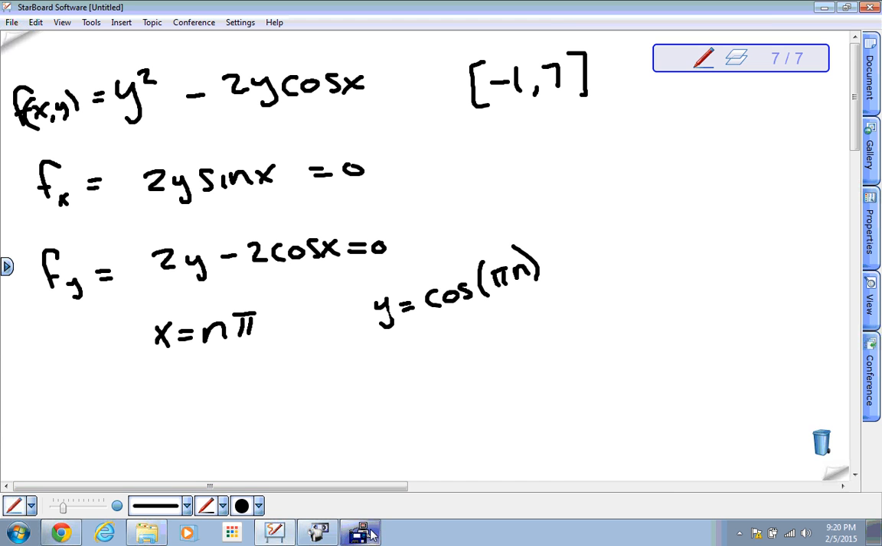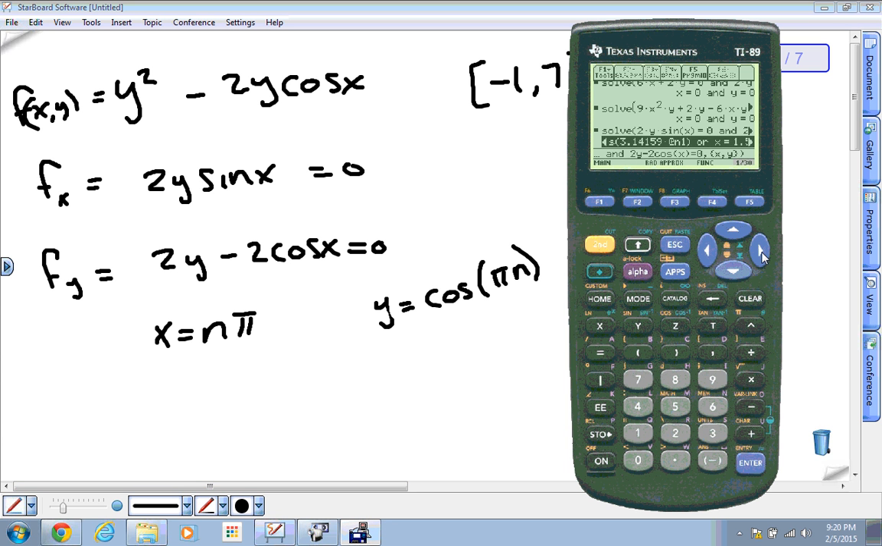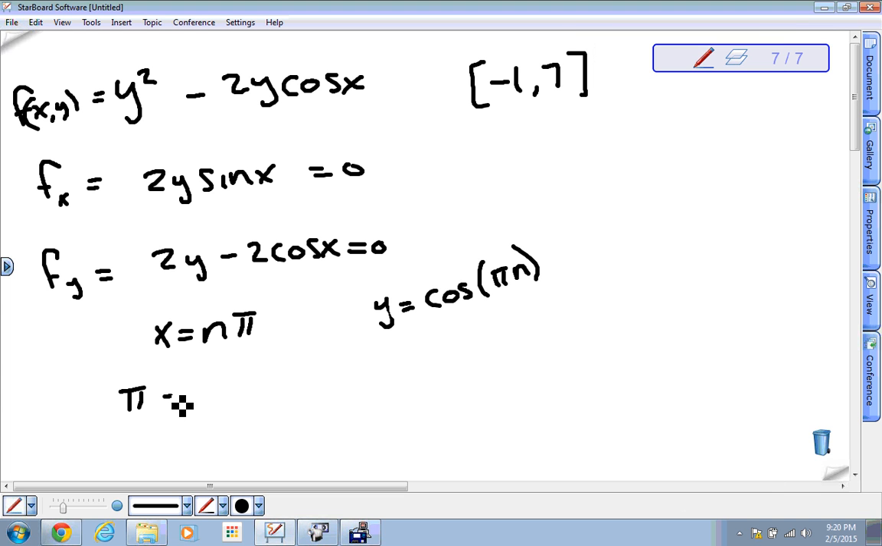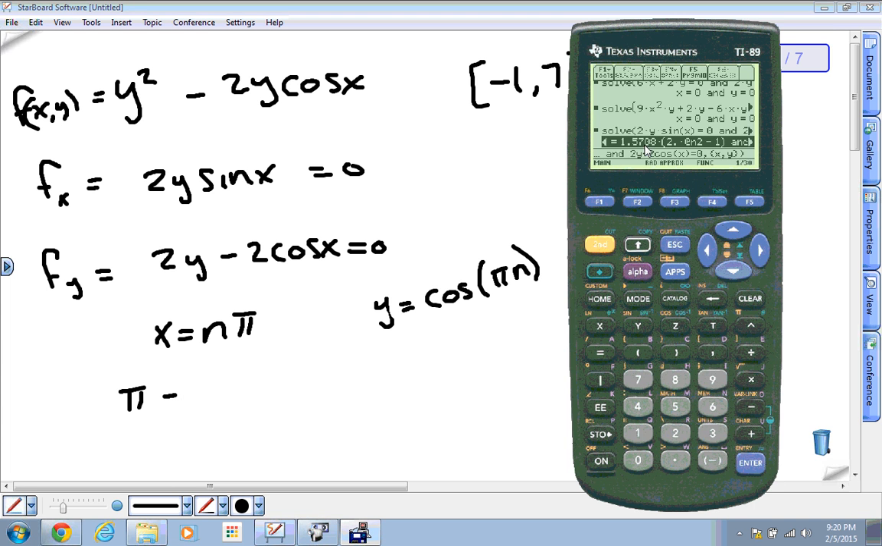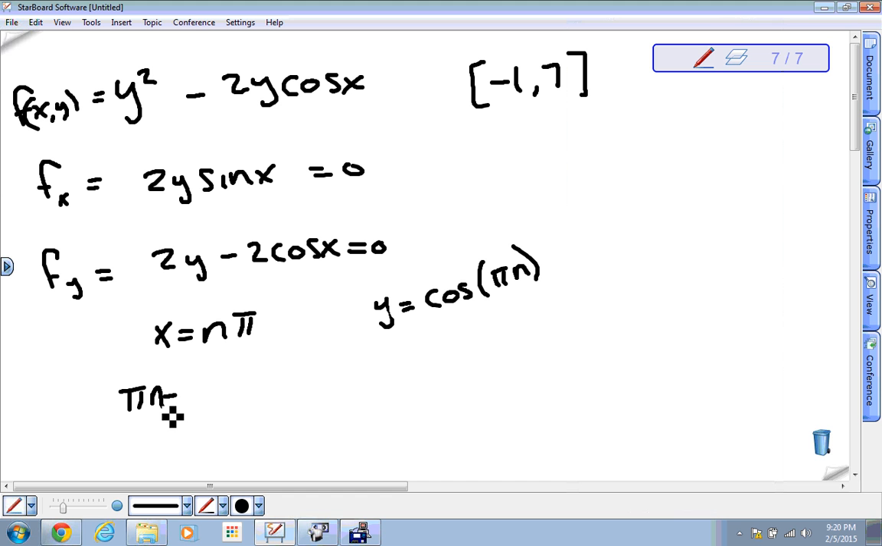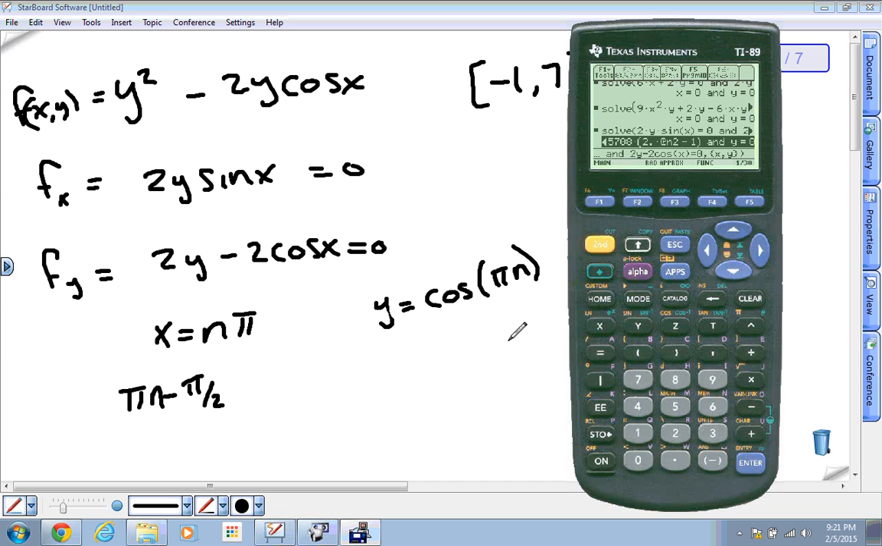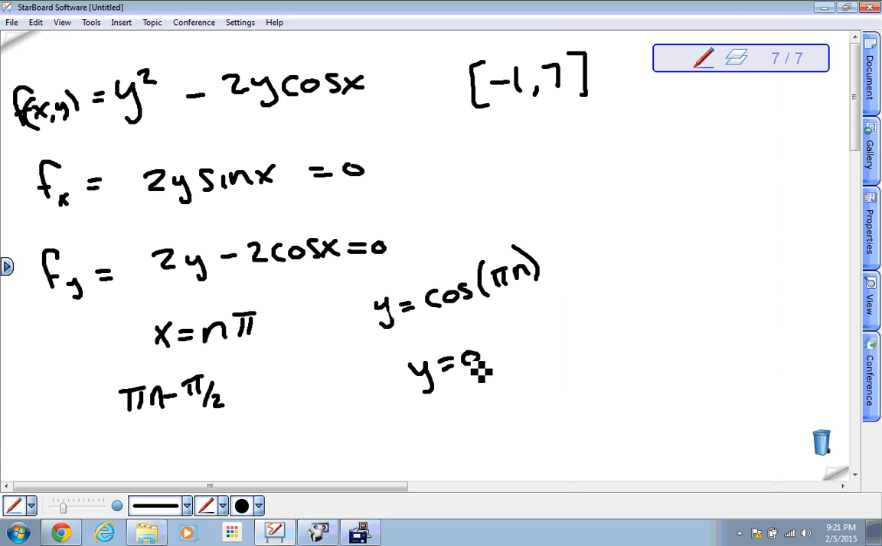Or, what else does it say? If you distribute that out, pi over 2 times 2 is pi. So x is pi n minus pi over 2. And what's the other one? And y equals, if you trail it over a ways, y equals 0.